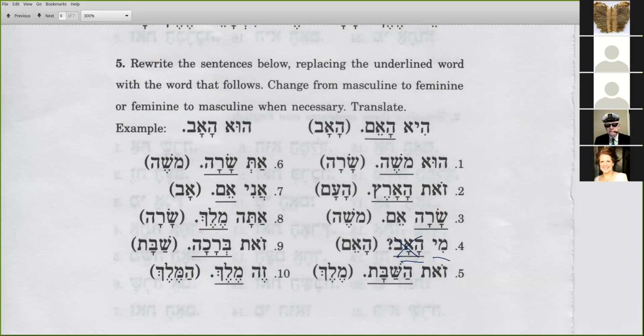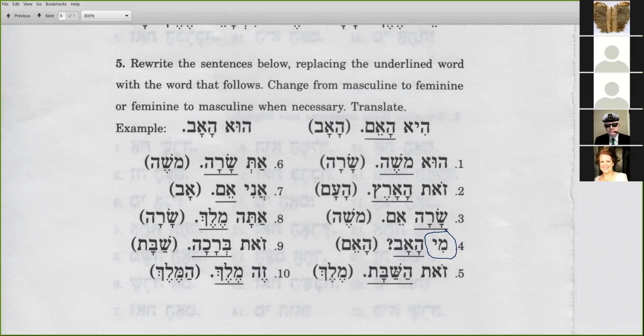So now we need to say, who is "ha-em," the mother? Does anything change? We should not see any changes there, because remember, "mi" is simply the word "who," and it's a question. So that doesn't change. It is the same whether it's masculine or feminine gender.